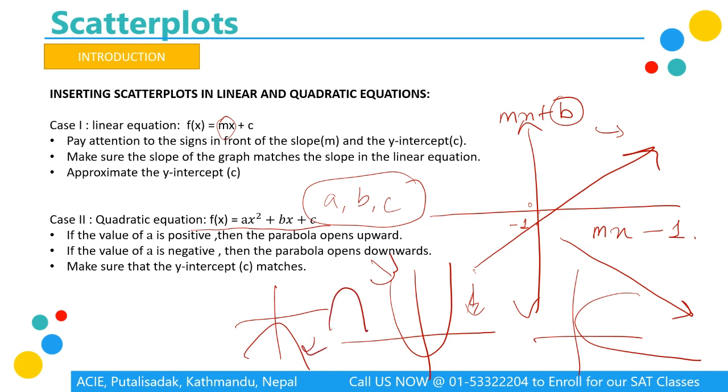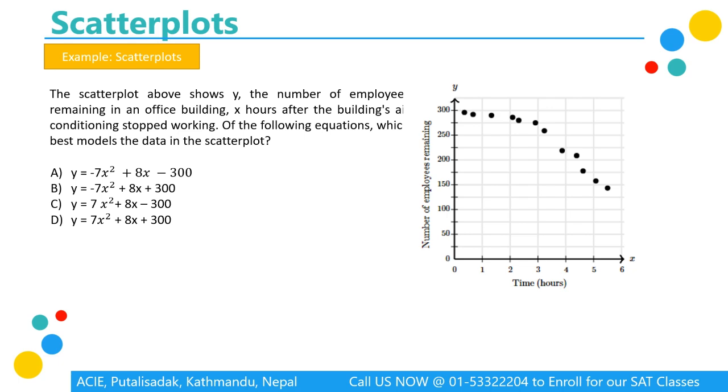And make sure that the y-intercept matches. Y-intercept, or in this case again c, for example if this is 2, then it has to match completely over here, and c must be written as 2. So we should keep the values of a and c as important, and on the basis of that we are going to find most answers in our scatterplots related questions.